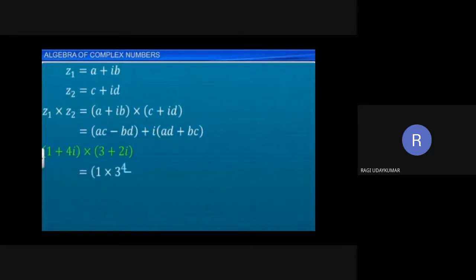See here, 1 and 3 multiplied, minus 4 and 2. Why do we get minus 4 and 2? 4i and 2i, whenever you multiply, you get i squared, and i squared is minus 1. That is why you get that number as minus 4 into 2.